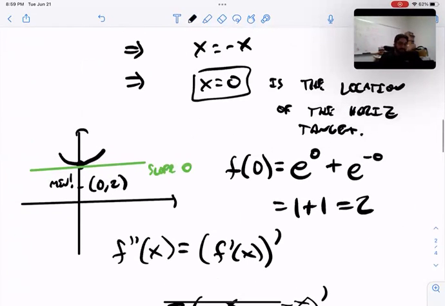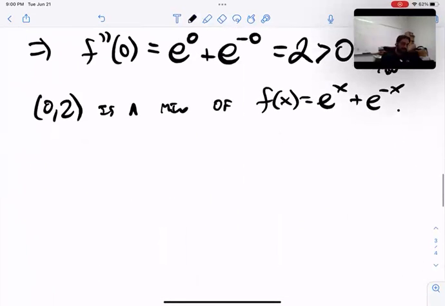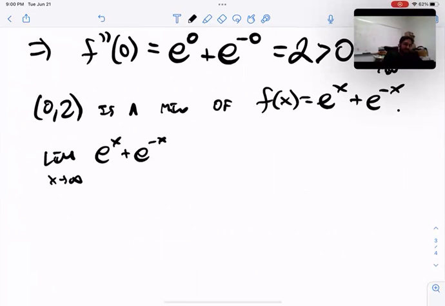Now, it doesn't give us the rest of the graph, but a little bit of reasoning can. This kind of gave us the local behavior. What is the end behavior of this graph? Well, think about the limit as x goes to infinity of this quantity. This term goes to 0 because I'm taking e to really big negative powers, whereas this goes to infinity, right? So I have infinity plus 0. Oh, okay, so this goes to infinity.